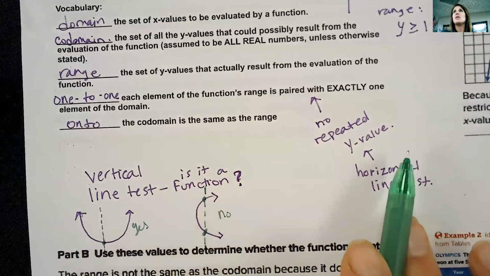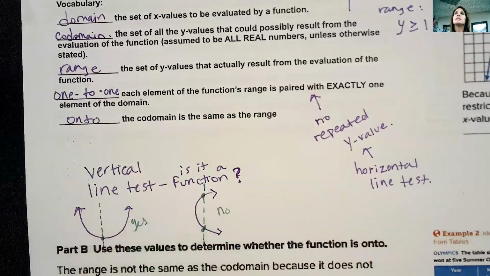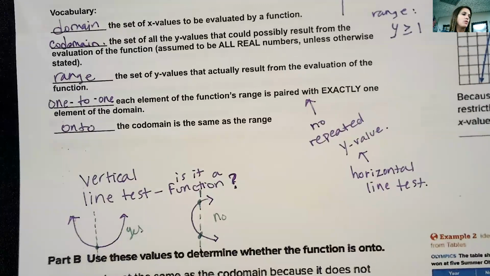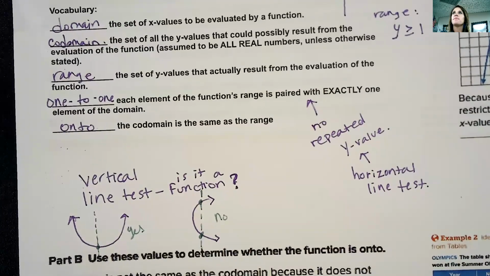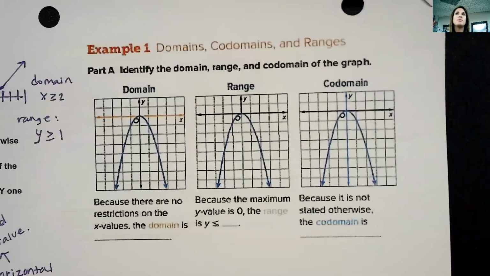Okay, so the horizontal line test is going to tell us if it's 1-to-1. The vertical line test is going to tell us if it is a function or not. Okay, pause it if you need to finish writing all that down. I'm going to move on to example 1.